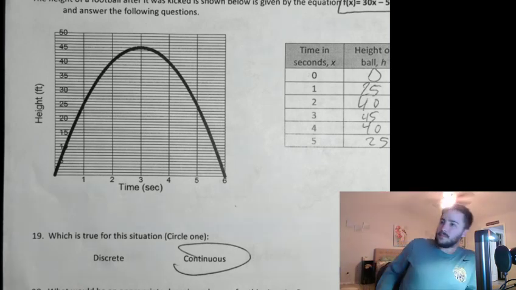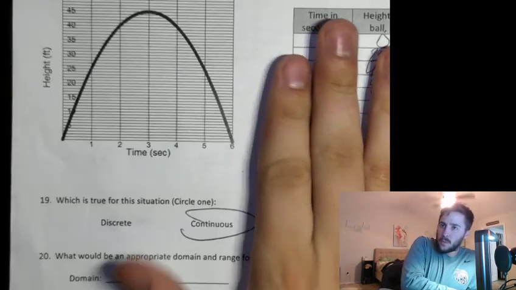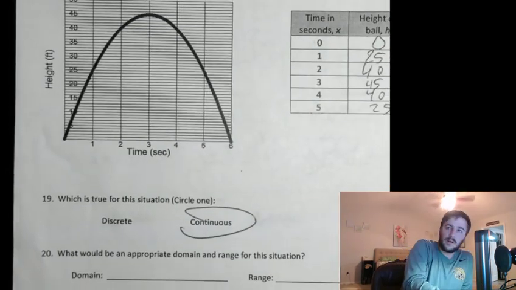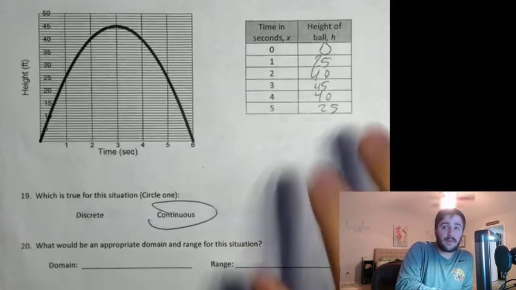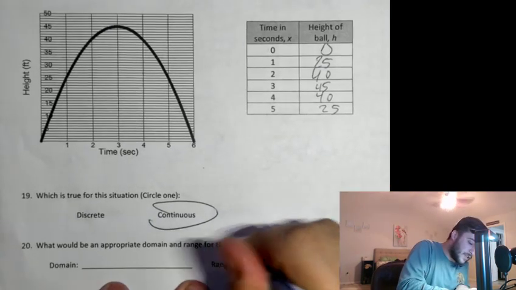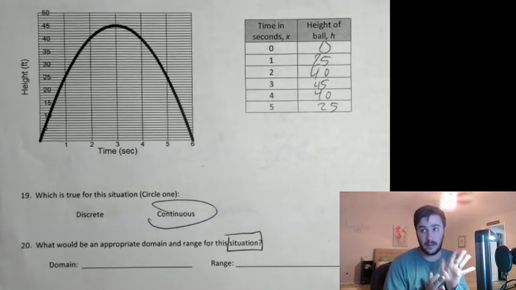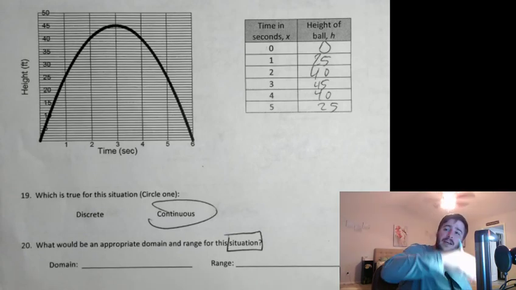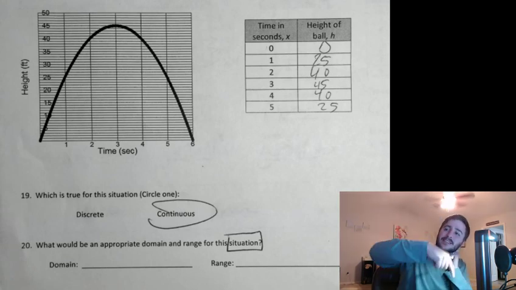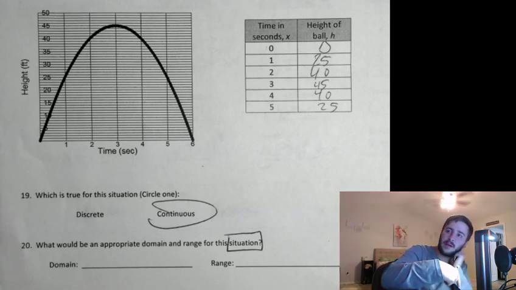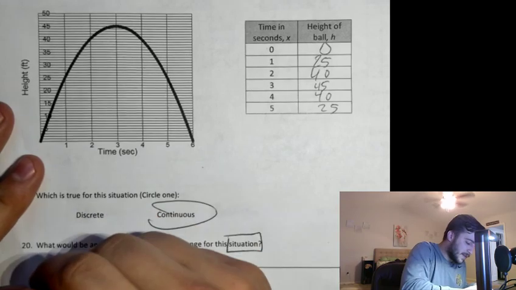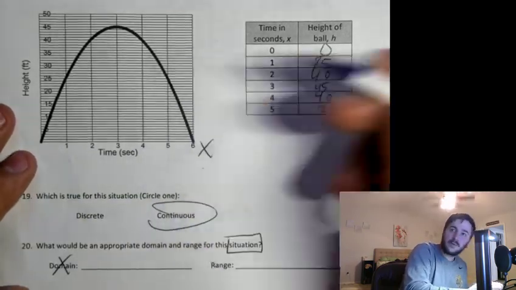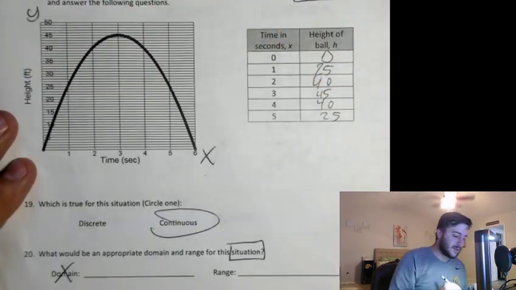Lastly, domain and range for the situation. Okay, careful. It says for the situation, not the function. Not the function, okay? We're going to get more into domain and range and what that means. But really what I'm focusing on here is, can you make that distinction? What makes sense for this situation? Remember, domain is the x's. Here are my x's down here. Range is the y's. Those are up here.